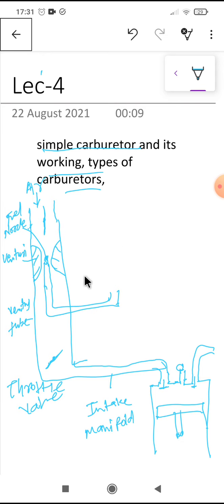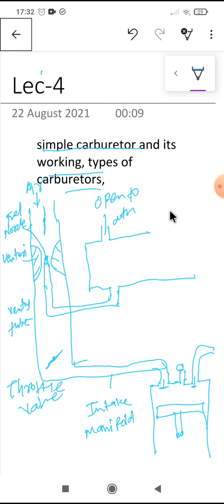Now this fuel is coming from a tank. I am drawing that tank. This tank can be your moped tank. It is open to the atmosphere a little bit. So this is open to the atmosphere.